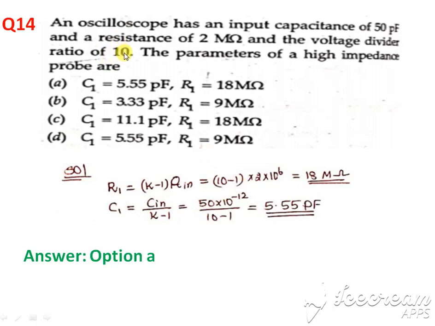Here the K value given is 10 and the R in value is 2 mega ohm. While solving this we get 18 mega ohm. And C in value is 50 picofarad. While solving this we get 5.55 picofarad. So the correct answer is option A.